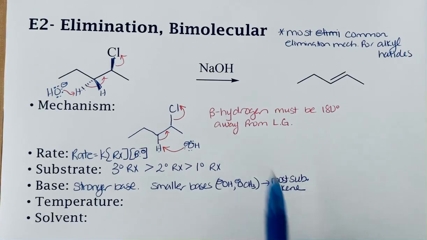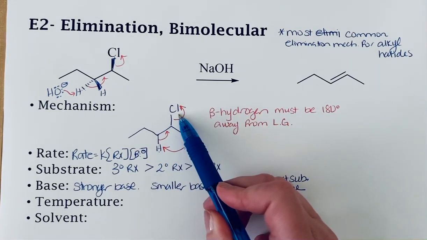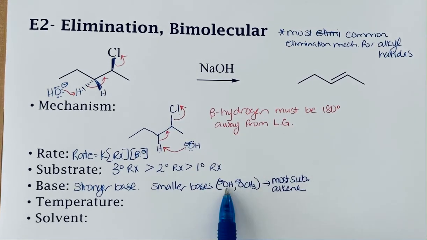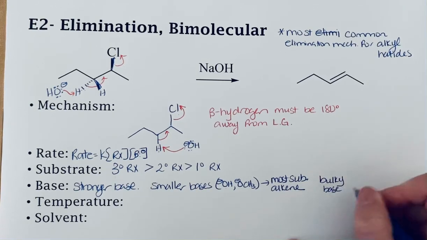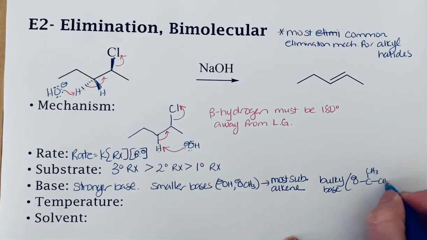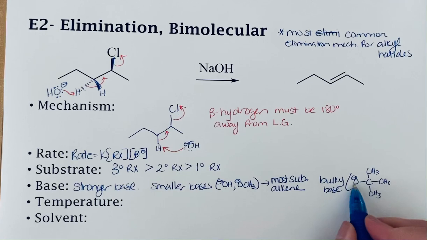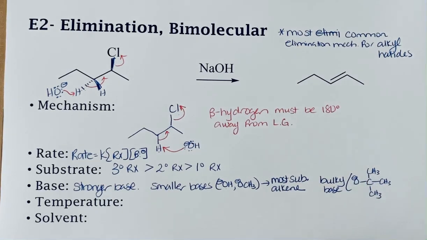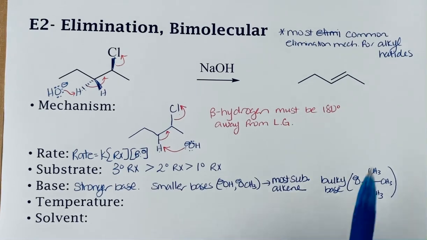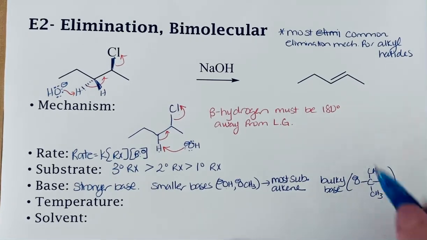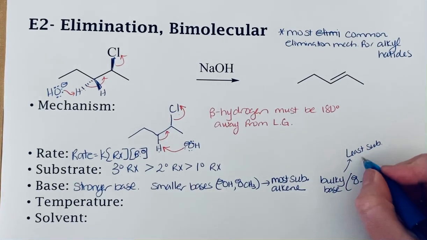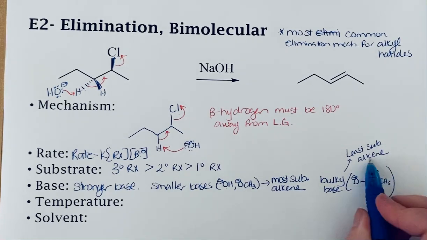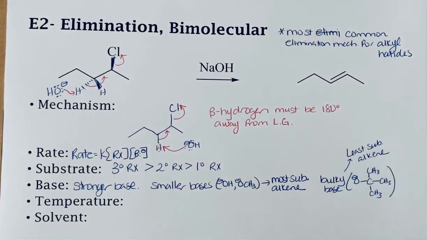And I say can form because you definitely have to have a hydrogen there that's 180 degrees away from the leaving group, or else it doesn't work. If you have a bulky base, so something with some steric hindrance, the classic example of this is tert-butoxide, right? Because we've got this oxygen with a negative charge and this carbon with all kinds of branching next door. So if you have a bulky base, you're not going to be able to get the most substituted alkene. This tends to give you the least substituted alkene, and that's because of steric hindrance. It's not the most stable alkene, it's just the only one that this base can form.